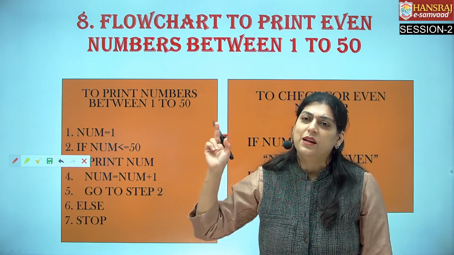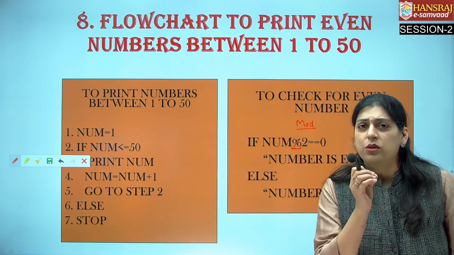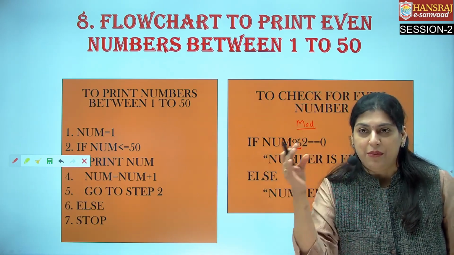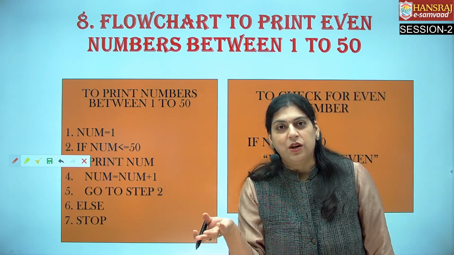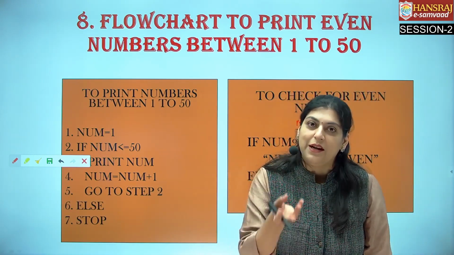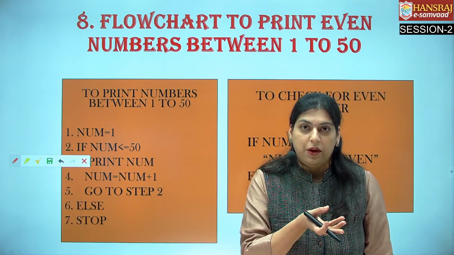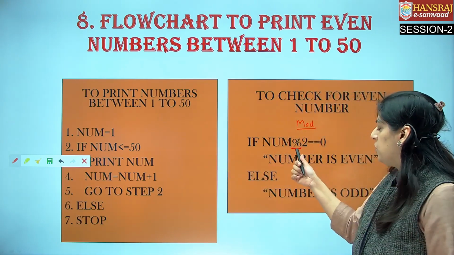Okay. So in this problem, I am concerned about the remainder, right? If I am dividing it by 2, any number, what I am getting? If the remainder is 0, that means the number is completely divisible by 2. Okay. So I am checking the remainder here. So this is a new operator.